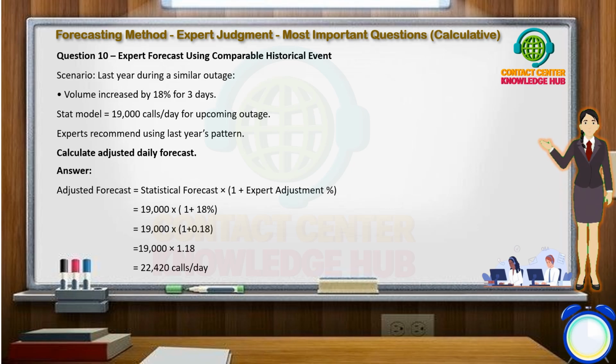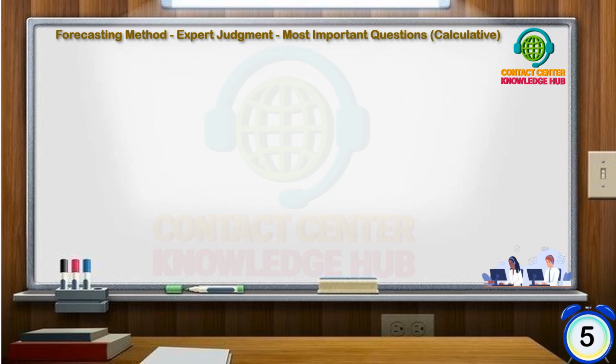Substituting the values. 19,000 multiplied by 1 plus 0.18. This simplifies to 19,000 multiplied by 1.18. When calculated, the adjusted daily forecast equals 22,420 calls per day. This approach ensures forecasts remain grounded in real historical behavior, improving planning accuracy during similar future events.